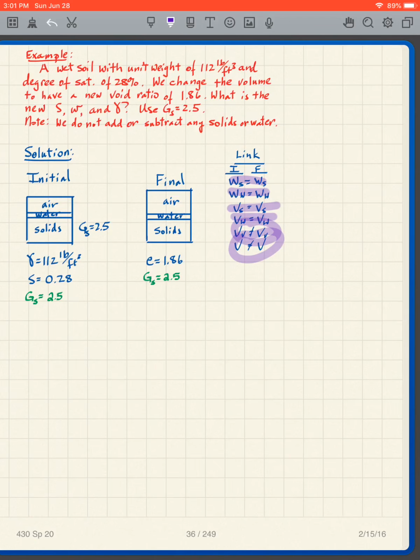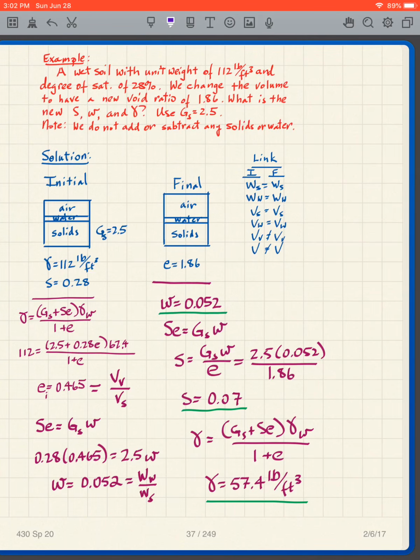Those are the linkages that I have. It's going to help you get through this problem. And now I list what we know initially and what we know in the final state. That's in the problem statement. So what I want you to do is pause the video here and work to solve this problem. Okay, I'm going to assume that you paused the video, and now I'm going to solve it.